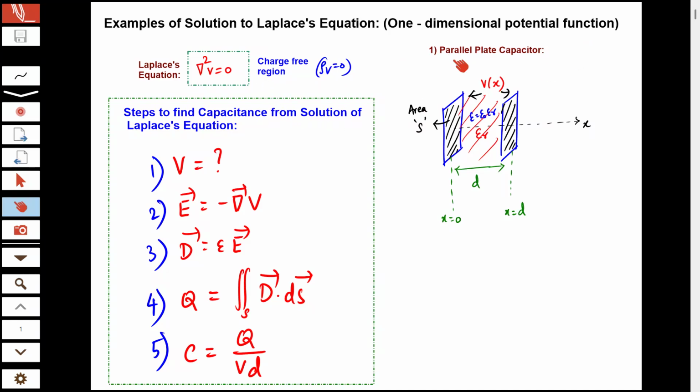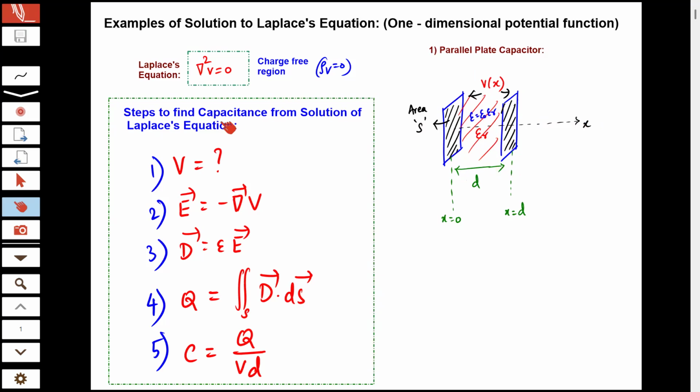Let us take the example of parallel plate capacitor. We have two parallel plates of the capacitor. In this case, it is oriented perpendicular to x-axis. The region between the two plates is filled with an insulating material with the dielectric constant epsilon r, which decides the permittivity of the region as epsilon naught times this epsilon r value. And here we consider the distance of separation between the plates is d.